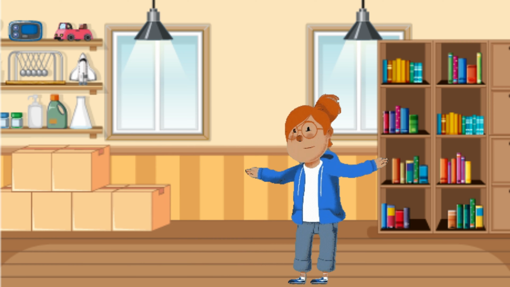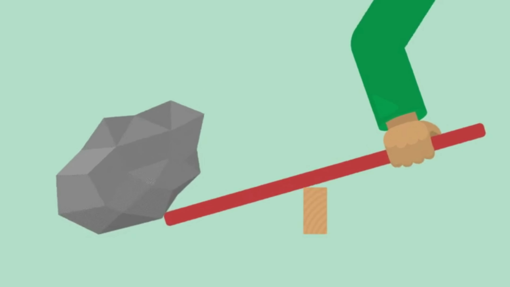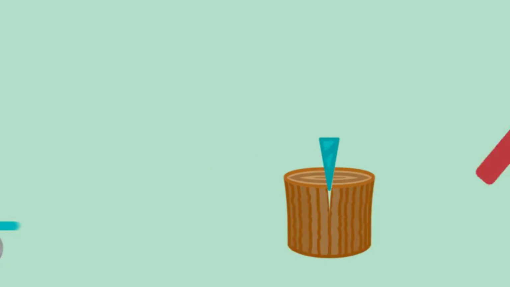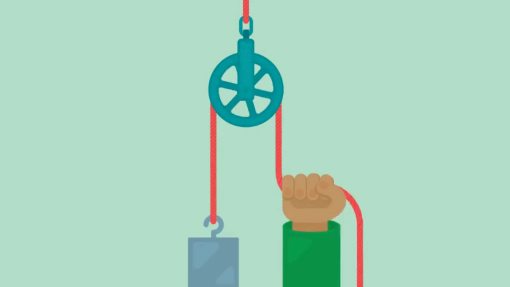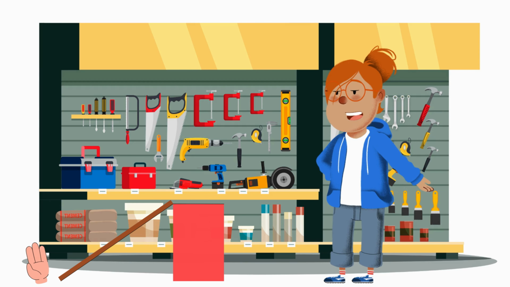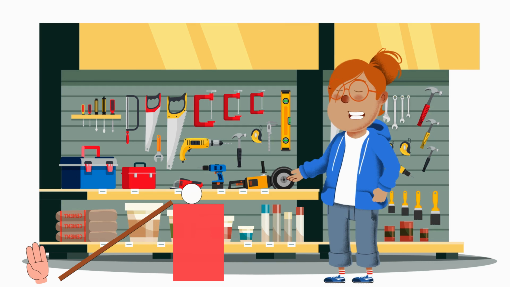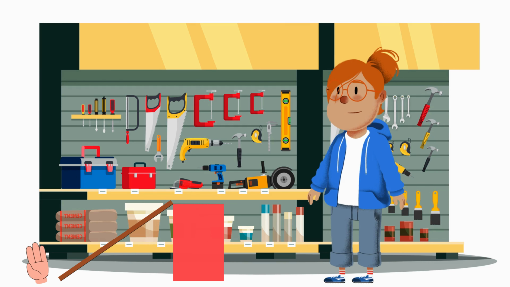Hi kids, my name is Tech Teddy. Today we're going to see about simple machines. Simple machines are fundamental mechanical devices that make it easier to perform work or manipulate objects. Kids, now we're going to see some examples of simple machines that we are using in our day-to-day life.